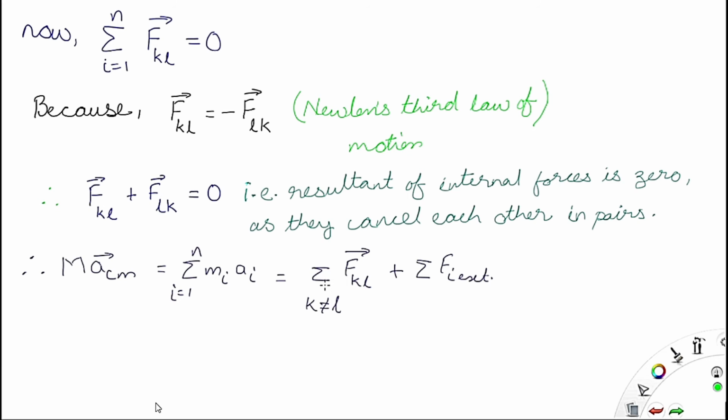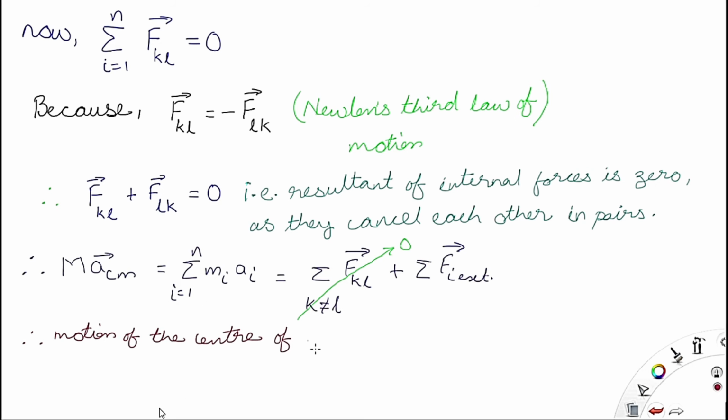So the net external force acting is equal to the mass of the system times the acceleration of the center of mass, which is given by the summation of mi into ai, i equal to 1 to n.